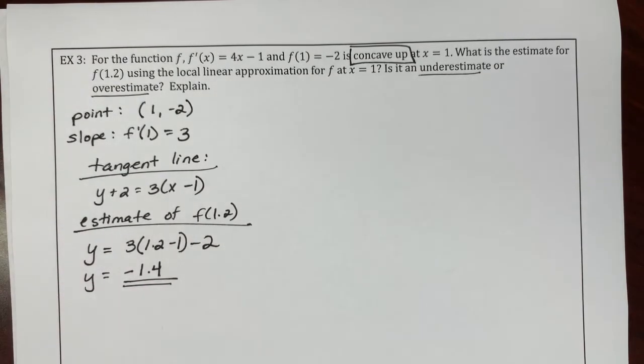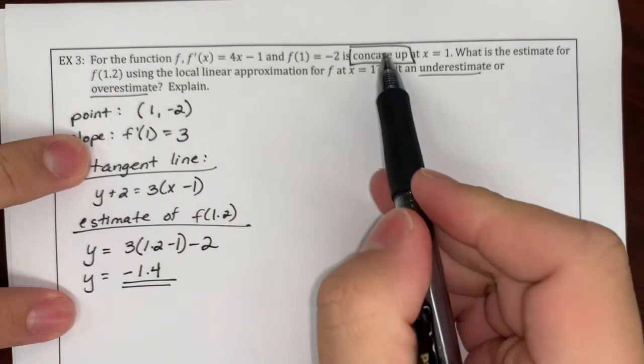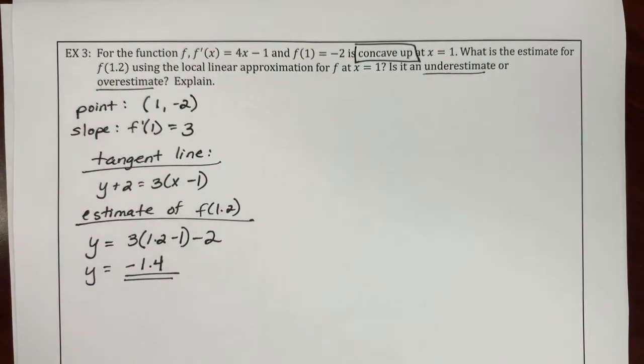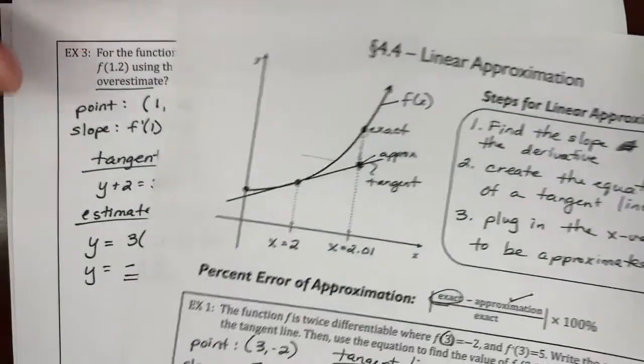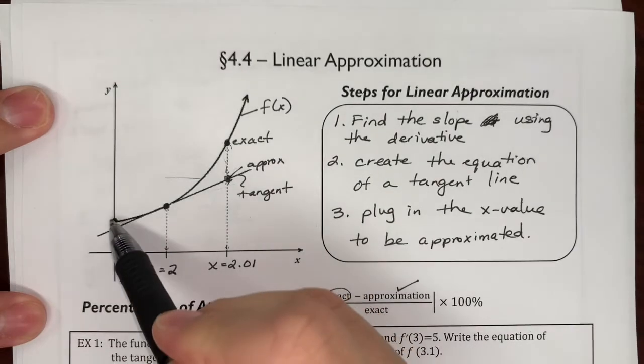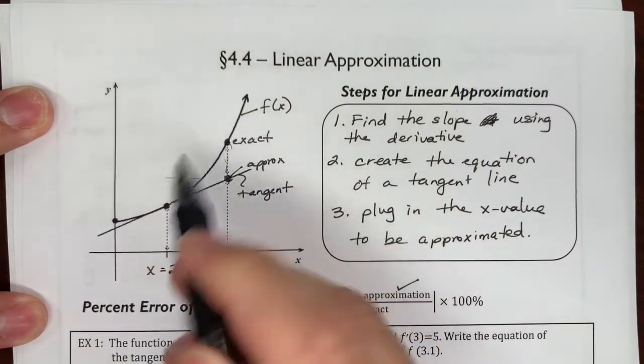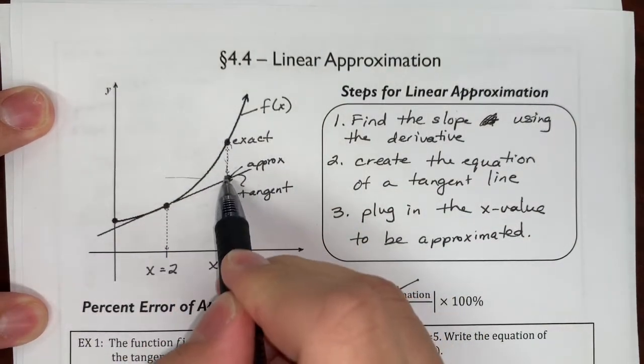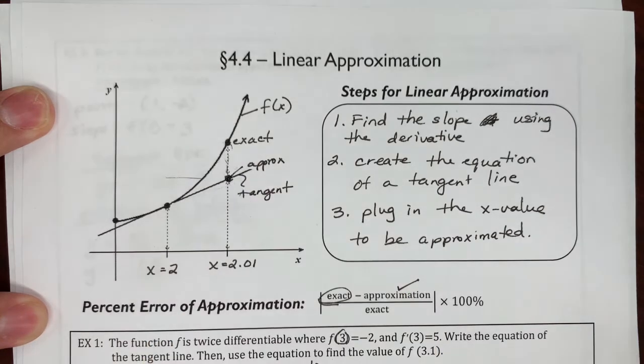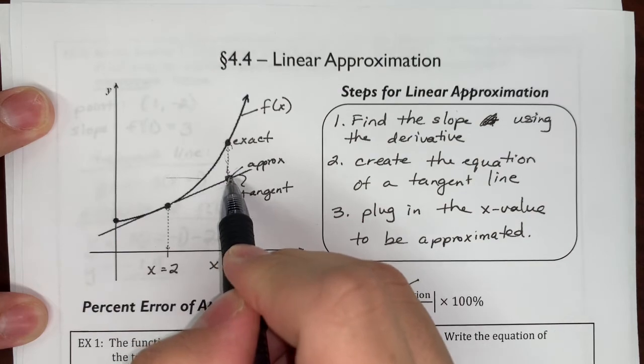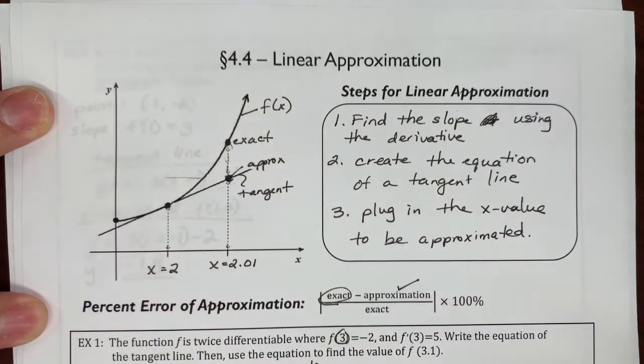Now, the other question that you have to understand is whether this is an overestimate or an underestimate. So the fact that it's concave up should pretty much give you the answer. So I'll just go back to an older part of the notes. You'll notice that if the function is concave up, your tangent line is going to fall below what the actual value is going to be. All right, so your approximation is going to be an underestimate of the exact value.